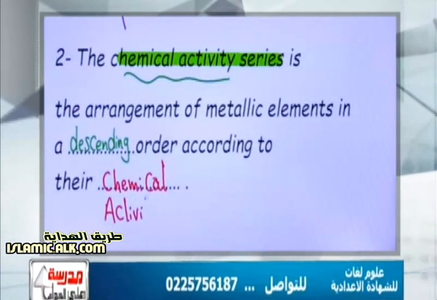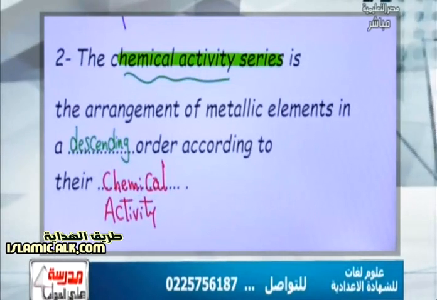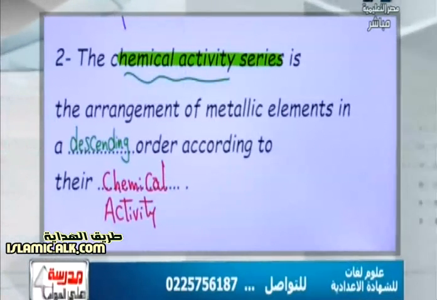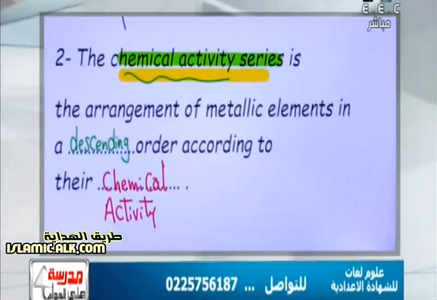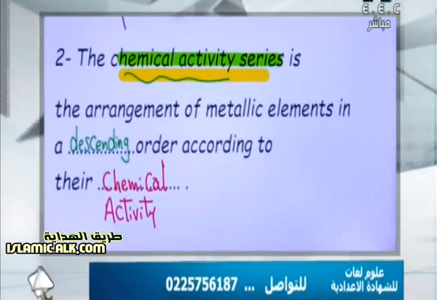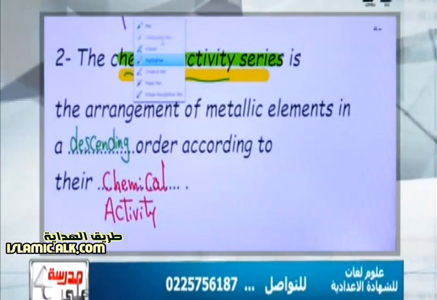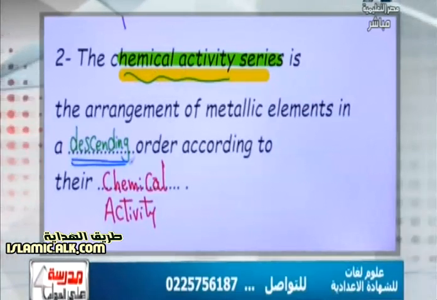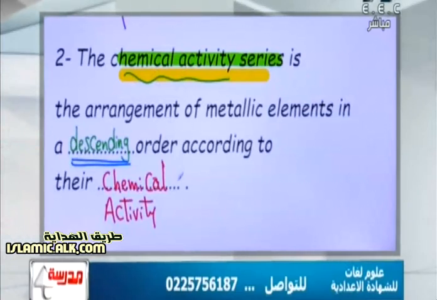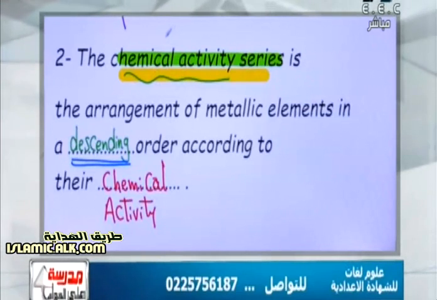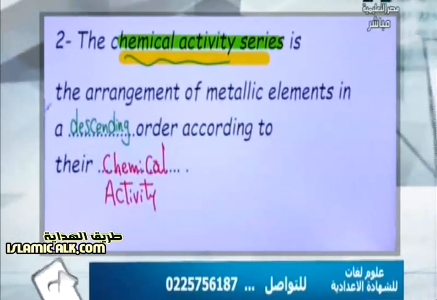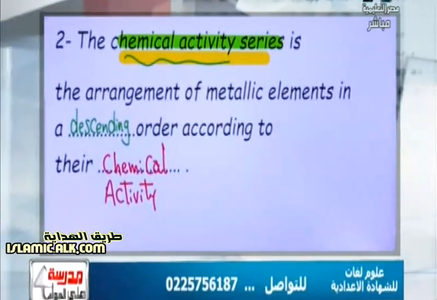So we have, what? We have the definition of the chemical activity series as the arranging of metals in descending order. In what? In descending order according to their chemical activity. Next question, dear students.